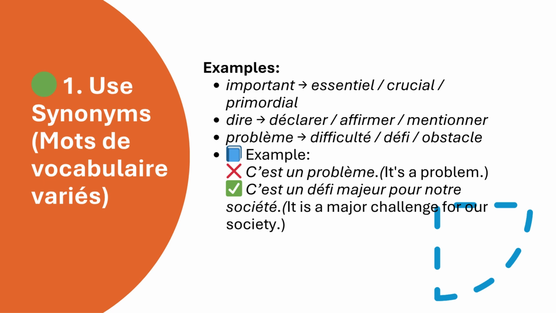And here's one simple example of how you can make the sentence more effective by using a synonym instead of just using a basic sentence. For example, c'est un problème. It's a problem. That's just a basic sentence. How can we make it more effective? C'est un défi majeur pour notre société. It is a major challenge for our society.